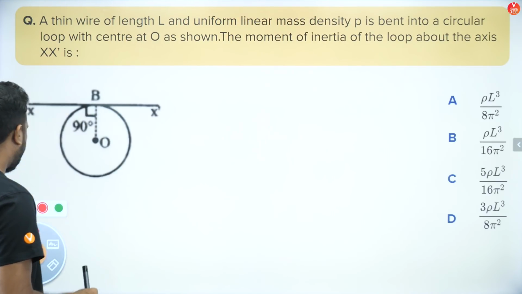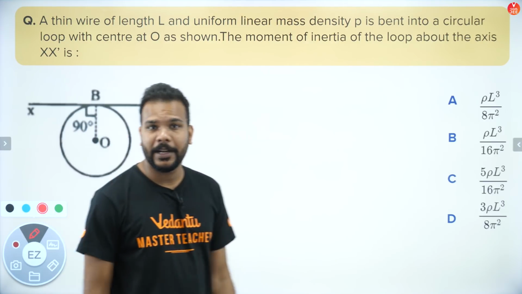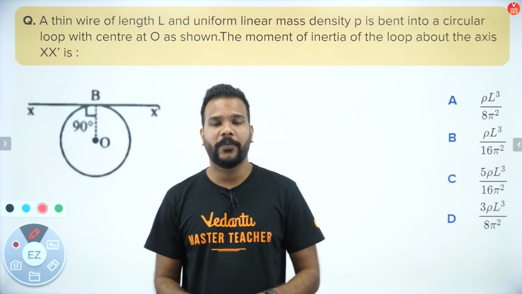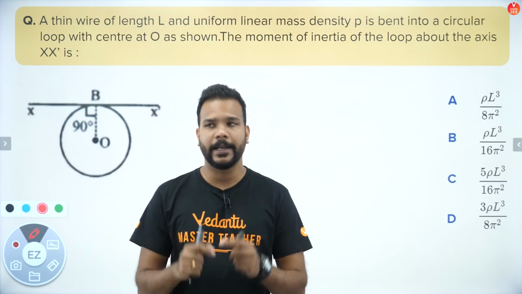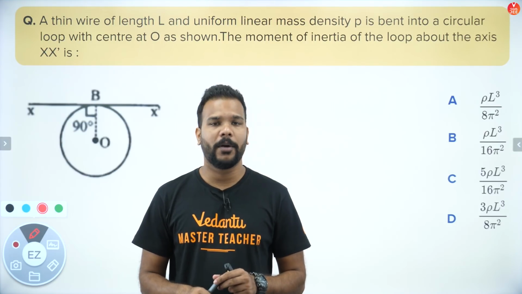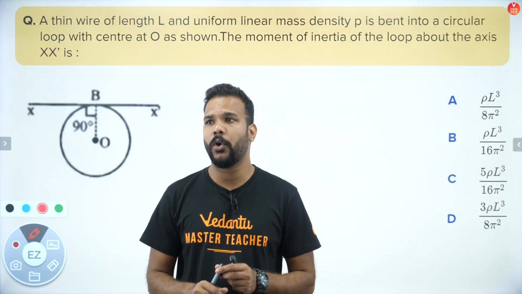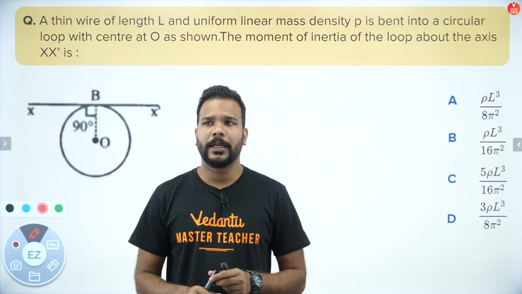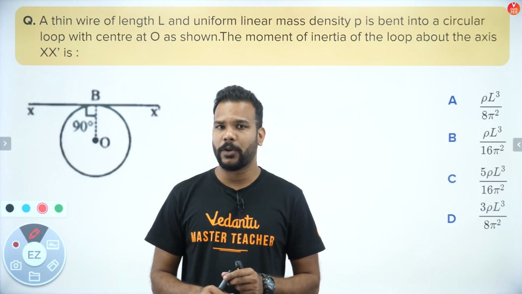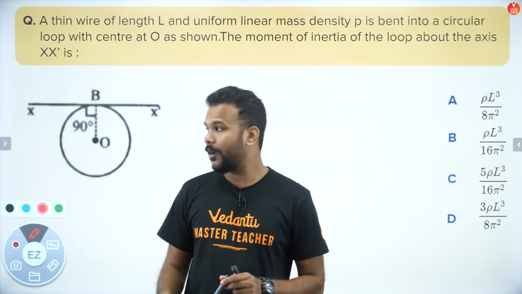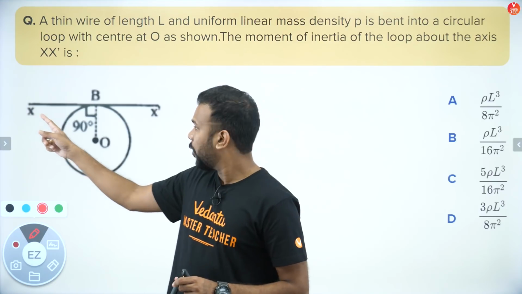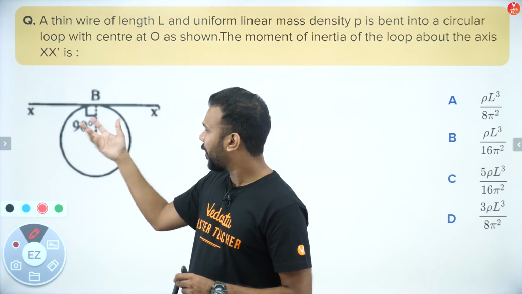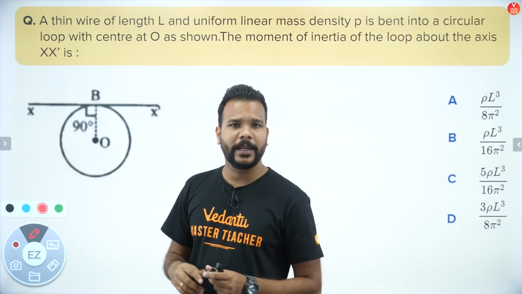Now read this one. This question says that you have a thin wire of length capital L, whose linear mass density is uniform, and the linear mass density is given as rho, and it is bent into a circular loop with center at O. So you can see the diagram here. That is not the wire, that is considered to be an axis of rotation.